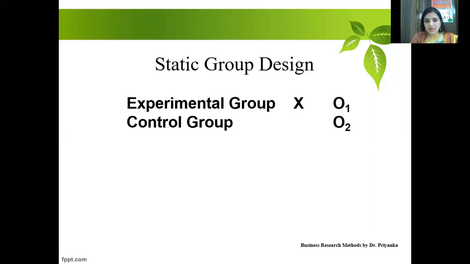Then static group design. In this, you will have two groups. One is the experimental group, another one is the control group. The experimental group would be like this. X is the experiment you have been applying on your independent variable, and then O1 is the value after the experiment. And the control group is the group that is just being controlled. There is no effect of independent variable manipulation, and O2 is the observation of the dependent variable in the control group.